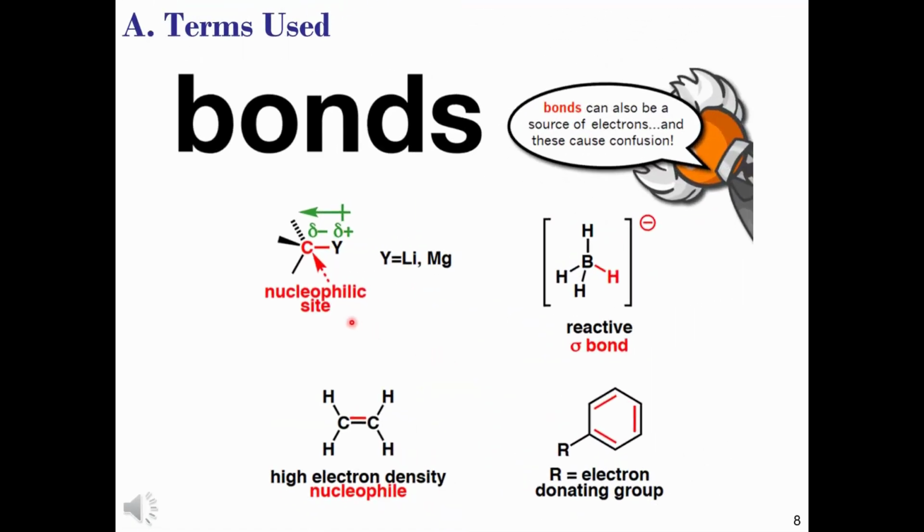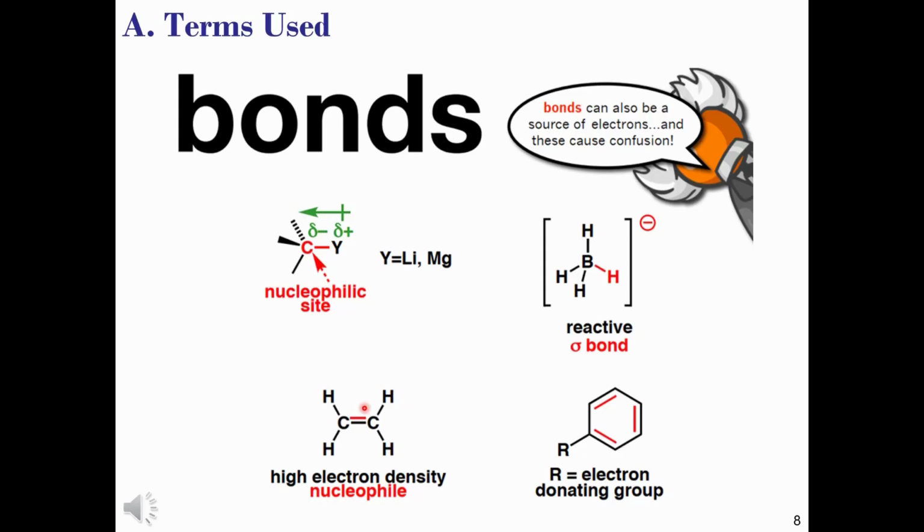Bonds can also behave as nucleophiles, as shown by some of these examples here. In the organometallic reagent, note how the bond polarity is reversed. Carbon has a partial negative charge, and now this makes it a potential nucleophile. The pi bond between the two carbon atoms in ethene is also capable of behaving as a nucleophile because pi bonds are sources of high electron density.